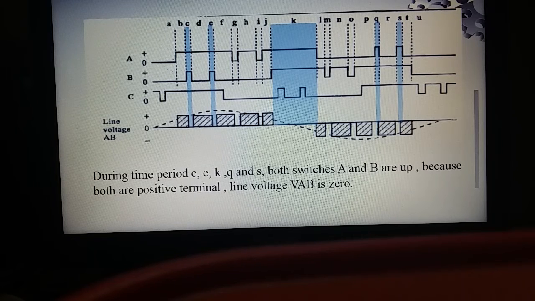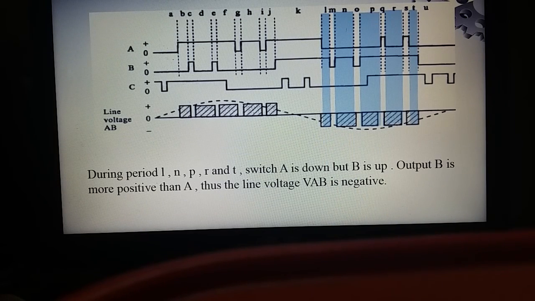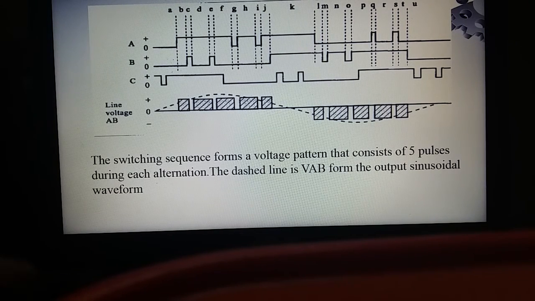Then, during time periods C, E, K, Q, and S, both switches A and B are up, because both are at the positive terminal, so line voltage VAB becomes 0. Then during periods L, N, P, R, and T, switch A is down but B is up. So the output B is more positive than A. Thus, line voltage VAB is now negative. This switching sequence of the inverter forms a voltage pattern that consists of 5 pulses during each alternation.